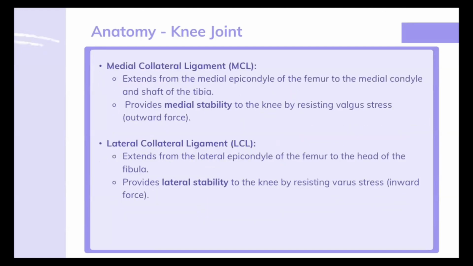Then you have the medial collateral ligament. It gives medial stability, so it's resisting stress that's being applied medially. And then you have the lateral collateral ligament, which is resisting stress that's being applied laterally.